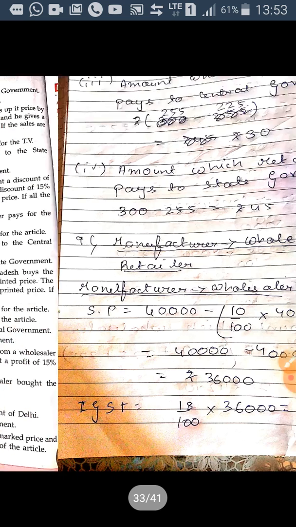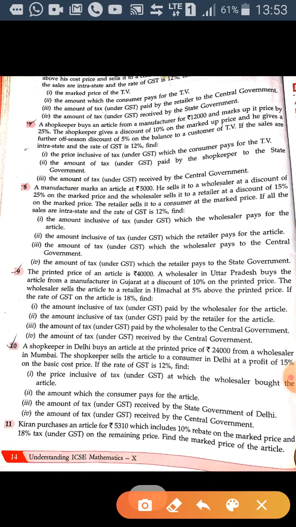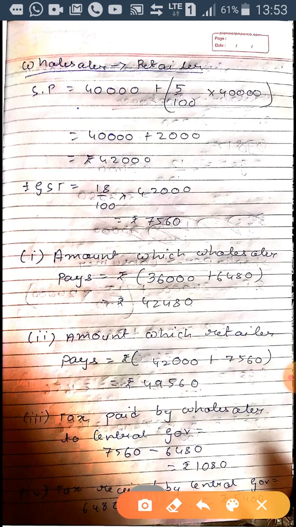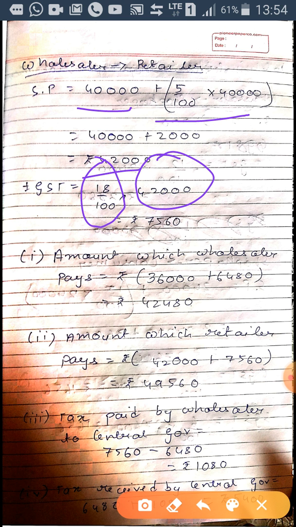So what is said regarding this transaction? That the wholesaler sells the article to a retailer in Himachal at 5% above the printed price. What is the printed price? 40,000. So the SP is 5% above the printed price, which is 40,000 plus 5 by 100 into 40,000. So it is 42,000. This is the selling price of this transaction. So IGST, as usual, we will charge 18 by 100 into 42,000, which is 7560. So the IGST of this transaction is 7560.